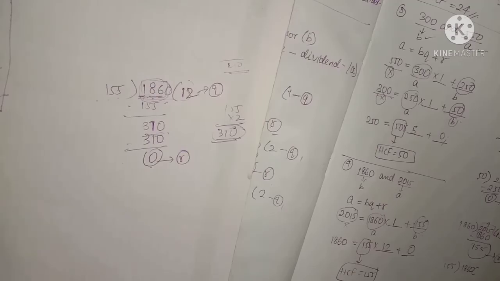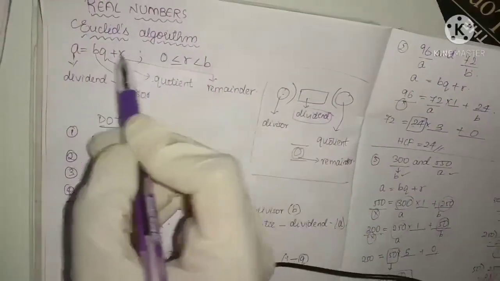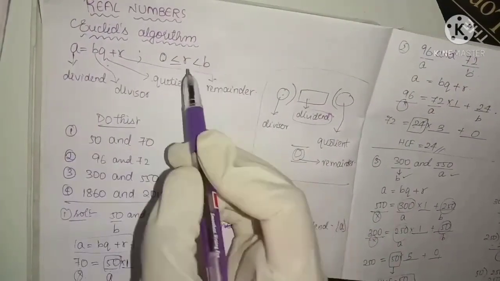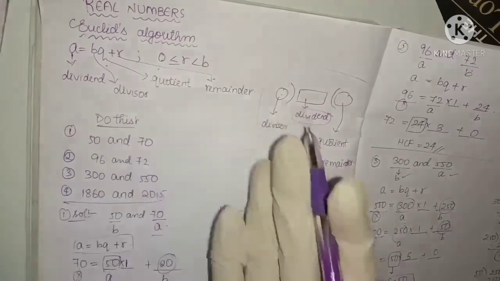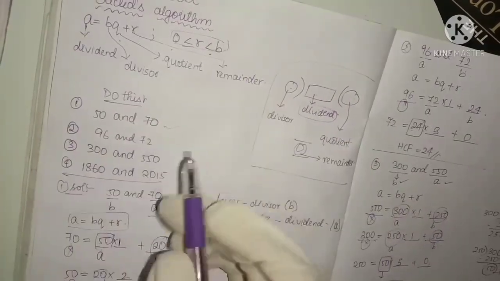So that's it for today. What you have to do is remember this equation and always remember the remainder. It can be equal to 0 or it can be greater than 0.